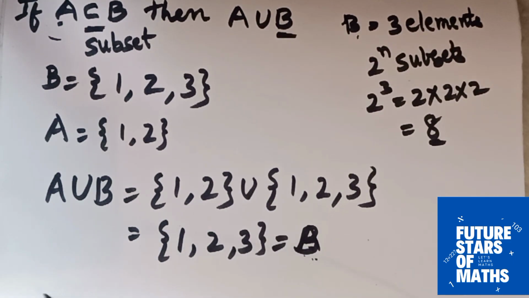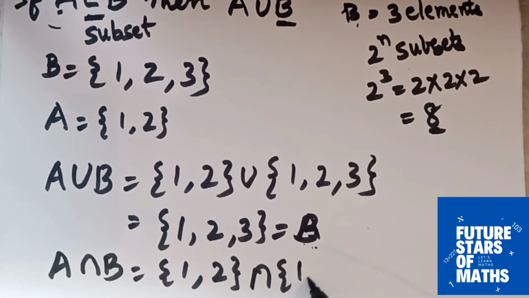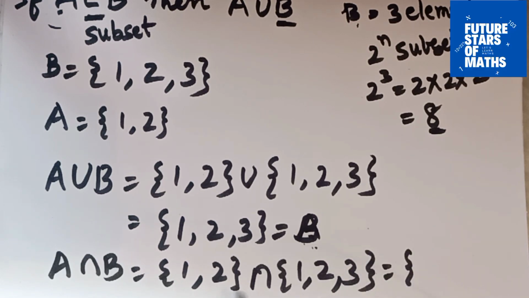Do you know, students? Let's see that also. A intersection B. 1, 2 intersection 1, 2, 3. So the answer will be the elements which are common in both the sets. Here we have 1, here we have 1. So 1. Here we have 2, here also we have 2. So 2. No more elements in A. So we'll close this set.